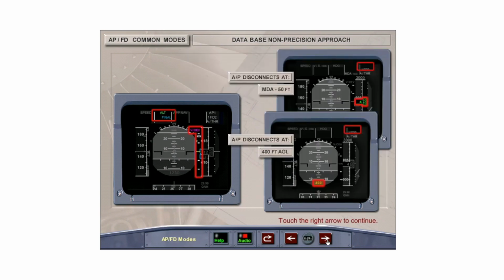The vertical deviation scale appears when final is armed. Each graduation represents 100 feet deviation from the vertical profile. The final mode guides the aircraft vertically down to 50 feet below the MDA, or 400 feet AGL if no MDA has been entered into the MCDU. At this point, the autopilot disconnects and the flight directors revert to the basic mode of heading and vertical speed.